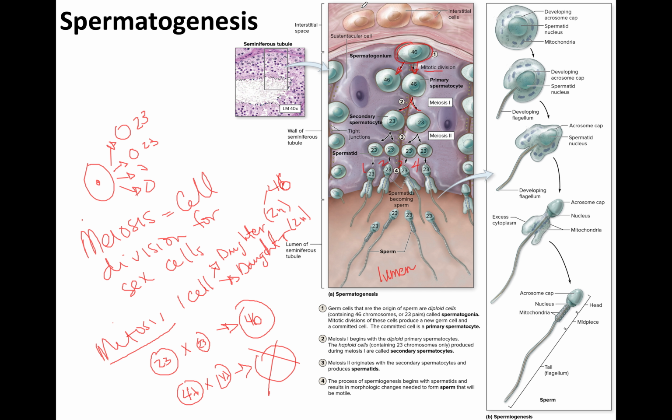This picture is also pretty good because it shows you those interstitial cells. These interstitial cells are the cells that are going to help you create the testosterone hormones. You also have another cell, the sustentacular cell, which helps to move the maturing sperm towards the lumen.